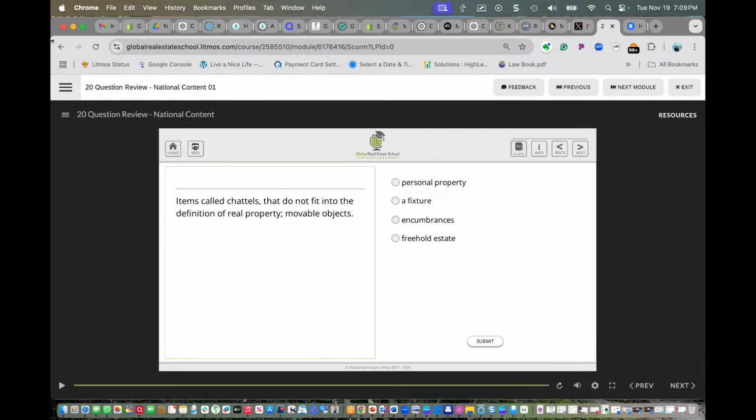All right. So the first question, I'm just going to turn around here so you can hear me, talks about items called chattels that do not fit into the definition of real property, movable objects, okay? And I hope you are seeing this. I just want to make sure. Looks like you are.